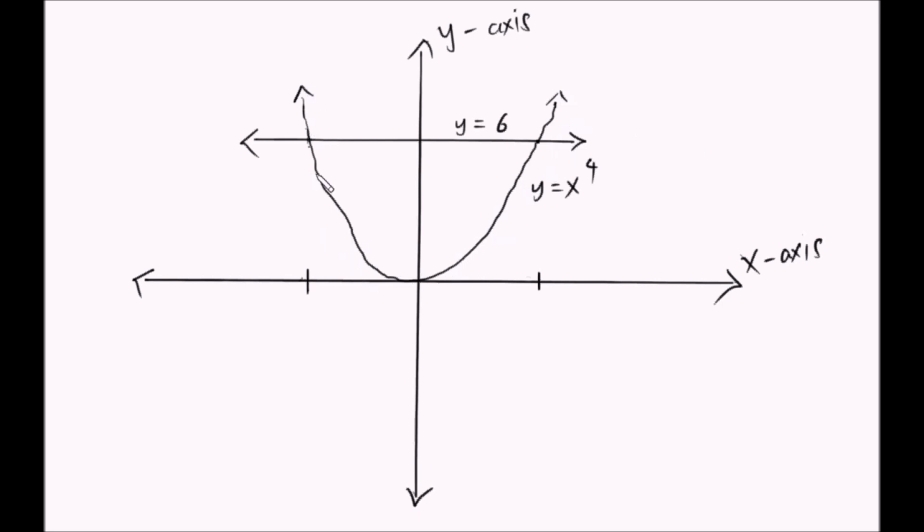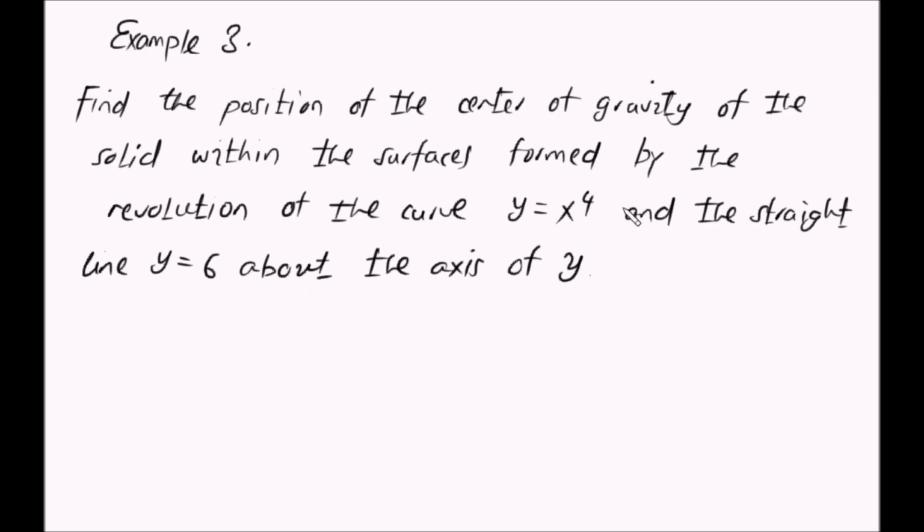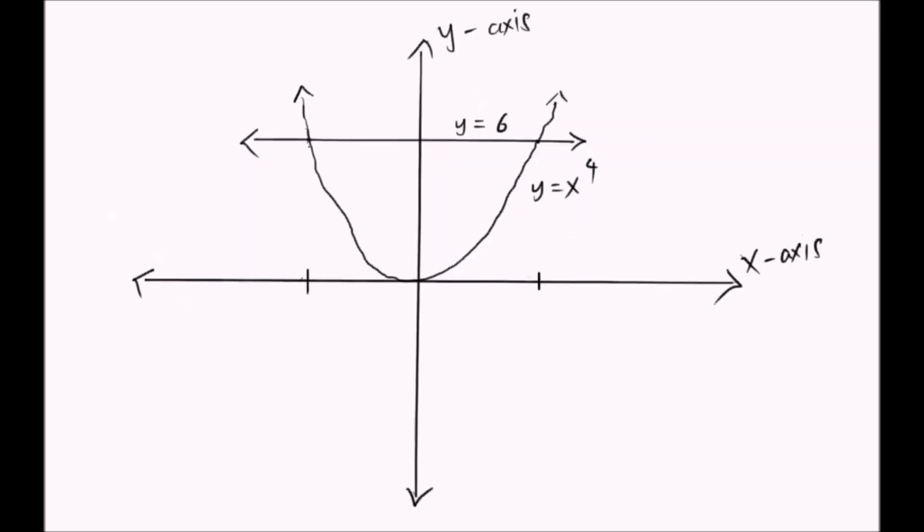Umeiona? Yeah. Sasa anasemaje? Hii curve, lakini pia kuna straight line y is equal to 6. Ndio hii hapo ulioiona. Straight line y is equal to 6. Hii straight line y is equal to 6 na hii curve y is equal to x power 4, they form a region hii hapa.